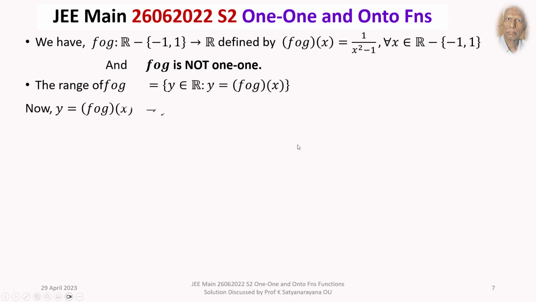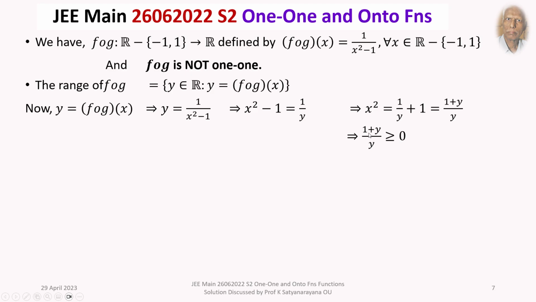Agreed. So y is equal to f composed g of x, which is 1 by x square minus 1. And cross multiply, x square minus 1 is equal to 1 by y. Simplify, you will get x square is equal to 1 by y plus 1. Take the LCM, you will get x square is equal to 1 plus y by y. For any x, x square is non-negative. So this will imply 1 plus y by y is greater than or equal to 0, because x square is greater than or equal to 0 for any x. Right.